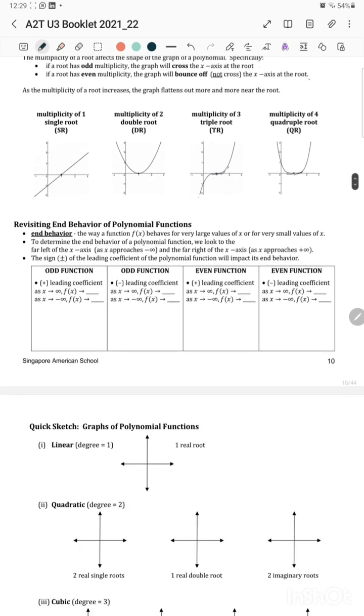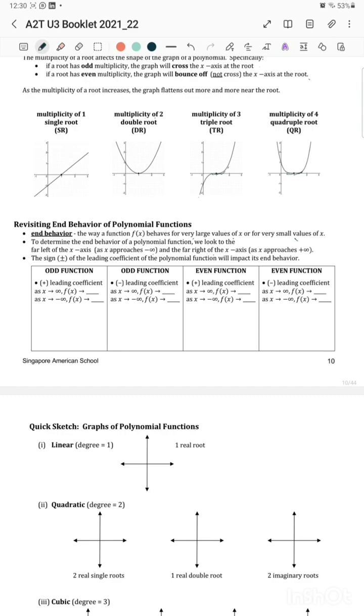So revisiting the end behavior of polynomial functions: end behavior is the way a function f of x behaves for large values of x and very small values of x. To determine the end behavior of a polynomial function, we look to the far left values of the x-axis as x approaches -infinity and the far right values of the x-axis as x approaches +infinity. The sign, plus or minus, of the leading coefficient of the polynomial function will impact its behavior.